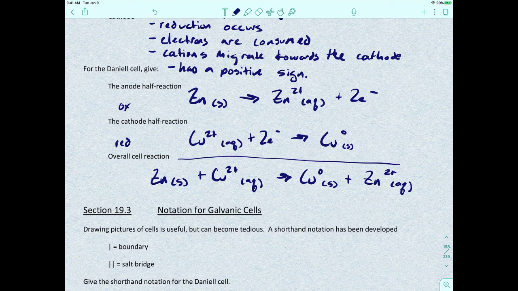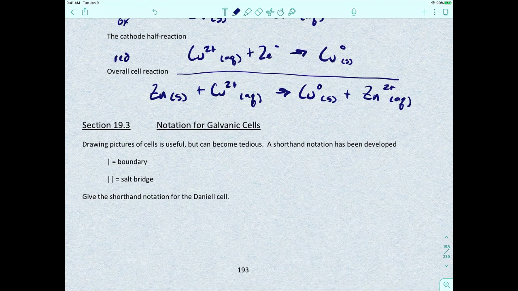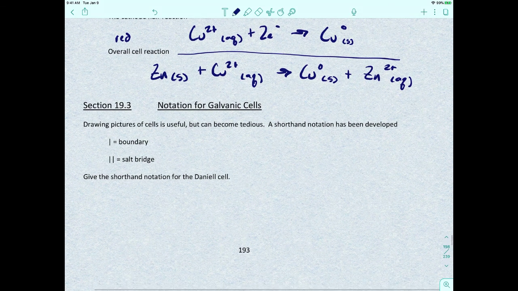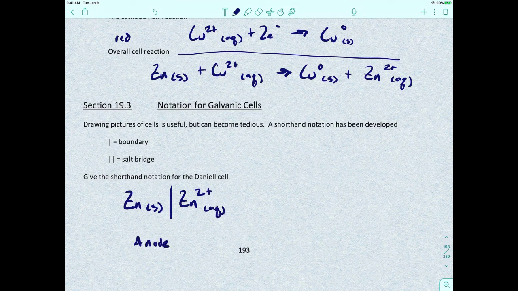We do have some notation, though, that we use for a galvanic cell. Drawing pictures of cells is useful, but it can get really tedious. Writing out these half reactions can also get somewhat tedious as well. So we have a shorthand notation to help us with that. The shorthand notation goes like this. We're going to start with zinc solid, and what I'm going to do is make a boundary, because remember that was your anode. You're going to have zinc 2 plus in solution. And remember, this is your anode.